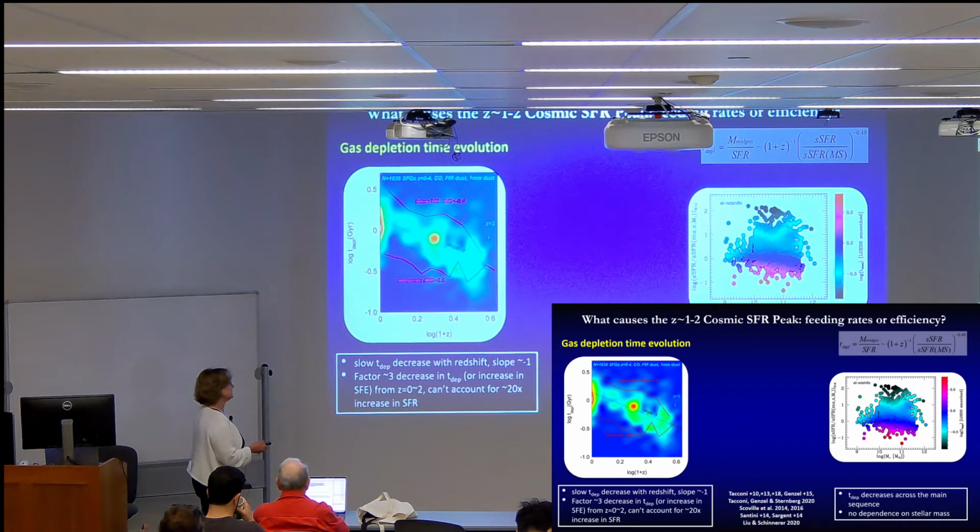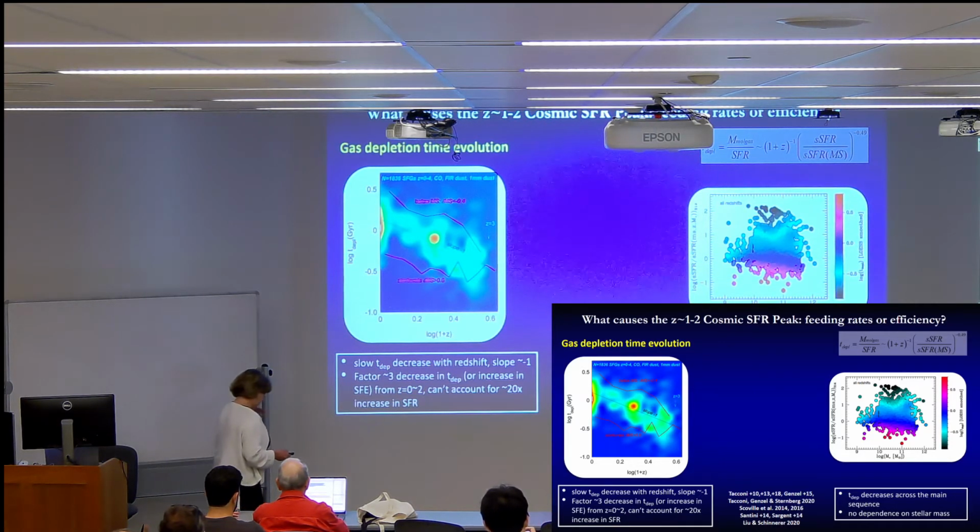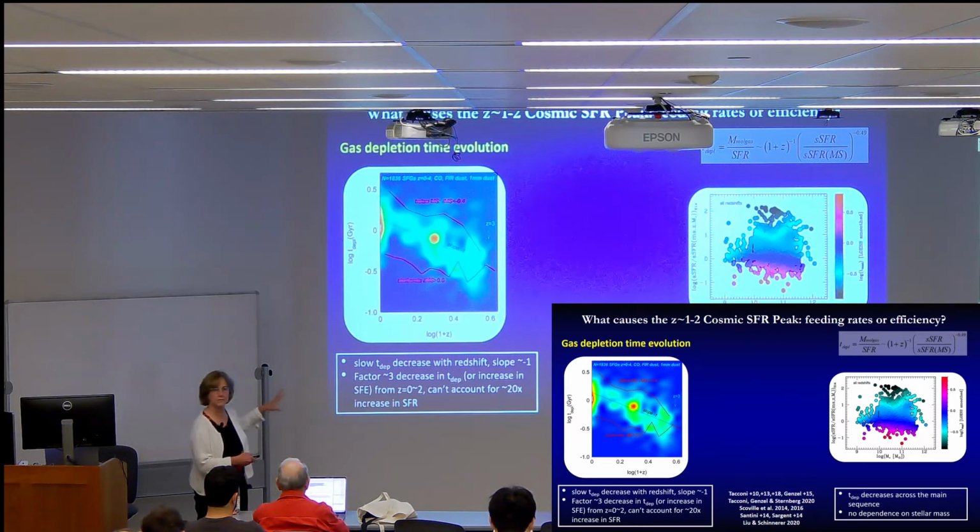And what you see is that as you go up in specific star formation rate, relative to the main sequence, there's a definite trend of the depletion time decreasing as you go up above the main sequence. Whether you want to call that a starburst or not, that's semantic, that's fine, but there's definitely a clear trend with a dependence of roughly minus 0.5.